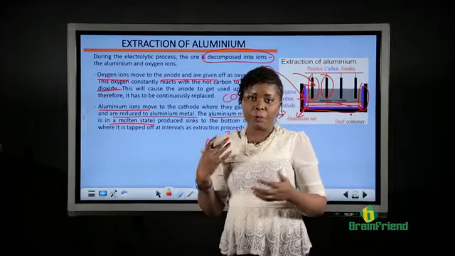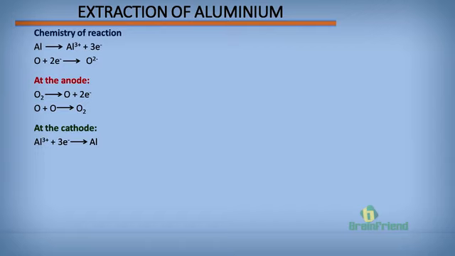So this is basically what happens in the extraction of aluminium. So the general reaction, the chemistry of the reaction, will have the aluminium oxide being dissociated into the various ions, aluminium ion and oxygen ion. At the anode, of course, oxidation takes place and oxygen reacts with the carbon to form carbon dioxide, while at the cathode, reduction takes place where the aluminium ion gets reduced to the aluminium metal.